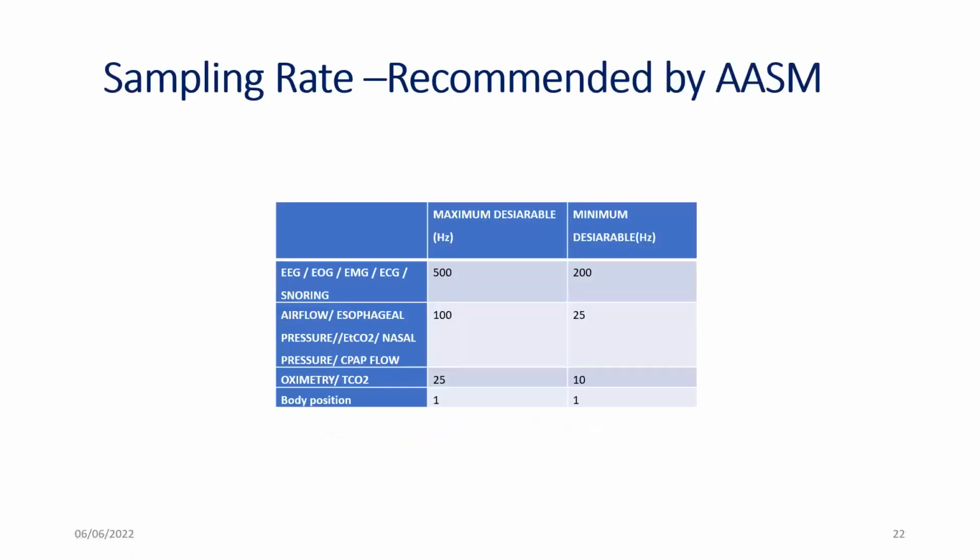But what AASM recommends is 200 hertz minimum and 500 hertz maximum for EEG, EOG, EMG, and ECG. Similarly, for airflow and esophageal, it's 25 and 100. Oximetry 10 and 25, and body position is 1 and 1. So this is the sampling rate recommended by AASM, which is generally asked in the RPSGT exam.